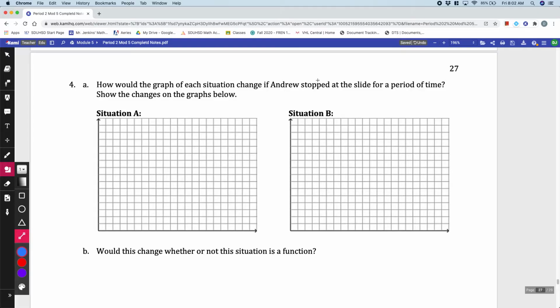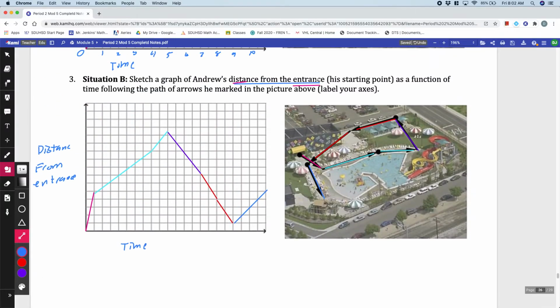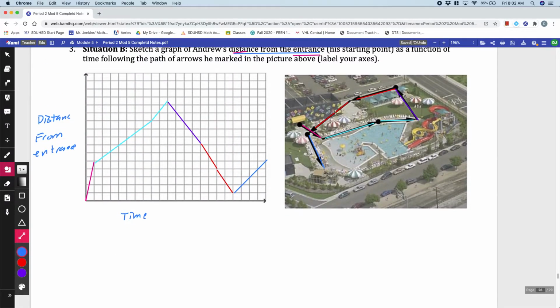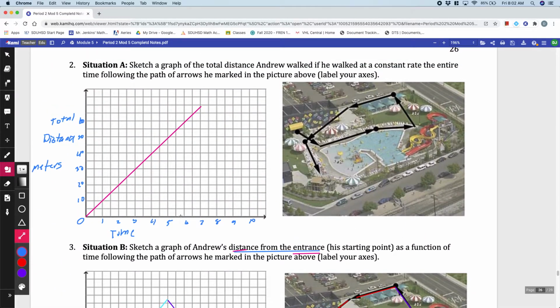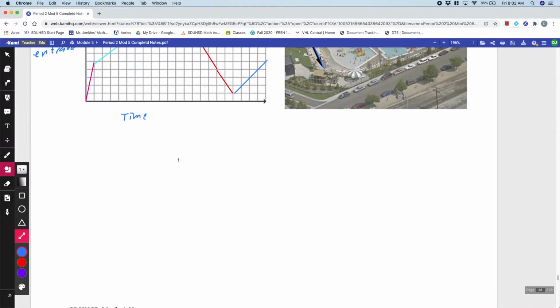Okay, how would the graph of each situation change if Andrew stopped at the slide for a long period of time? Okay, so we have situation A and B. So here is the slide. Let's say that looks about like his halfway point. I said he traveled for about 7-ish minutes or so. So at the halfway point, at 3 minutes and 30 seconds, he took a break.